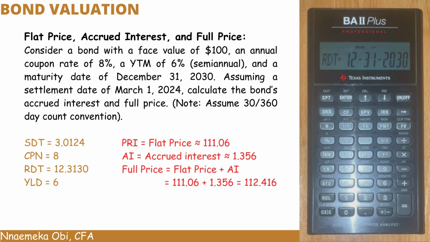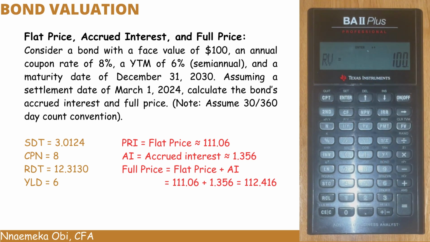We'll press arrow down. The next thing we are going to see in the calculator is RDT. That is the redemption date for the bond. Now, the redemption date we are given for this bond is December 31st, 2030. This is how we are going to put it in the calculator. You put the month first. So we'll press 12. We'll press the dot. Now, 31st, so we are going to put 31. And the final thing is the year. We'll put the last 2 digits of the year. So we'll press 30. We'll press enter.